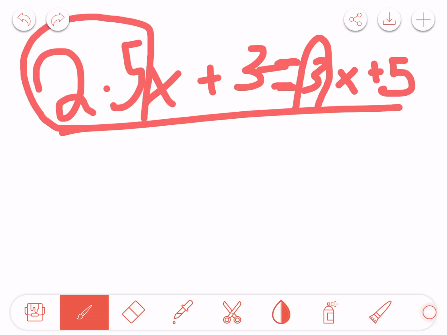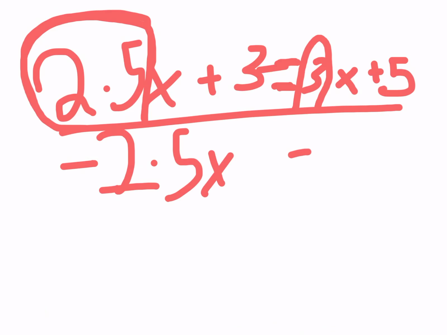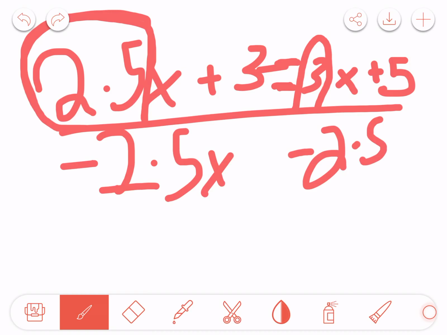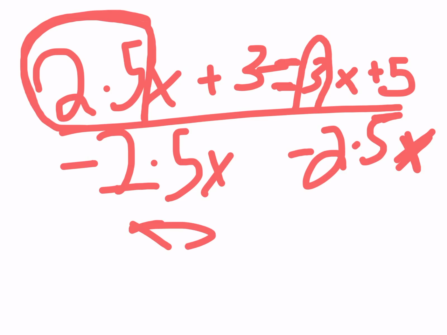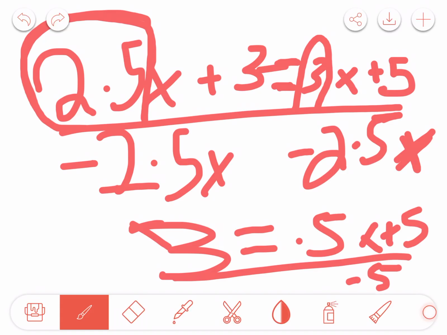Okay, I'm assuming you guys have paused the video and tried it on your own. Now, let's try to solve this thing together. The lowest coefficient is this one, right over here. So we have to subtract 2.5x from both sides. Or you could do 3x, but I think the lowest one is fairly easier. So 2.5x minus 2.5x is nothing. So it's just 3 equals 0.5x plus 5. Now you just have to subtract 5 from both sides.